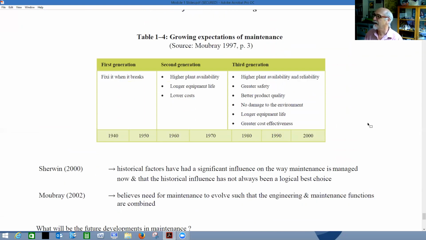Growing expectations of maintenance. So as you can see, the first generation, the second generation, third generation. First generation, basically fix it when it breaks, so run to fail. Second generation, looking at longer equipment life, lower cost, higher plant availability. The third generation is now, again, obviously wants to have higher plant availability and reliability, greater safety, better product quality, no damage to the environment, longer equipment life, and greater cost effectiveness. So again, it just keeps evolving in that regard. But again, it gives you a good snapshot.